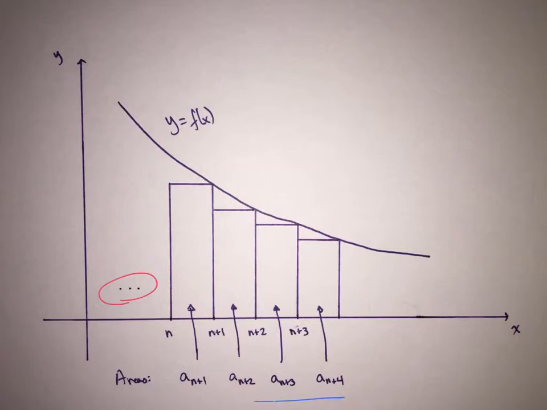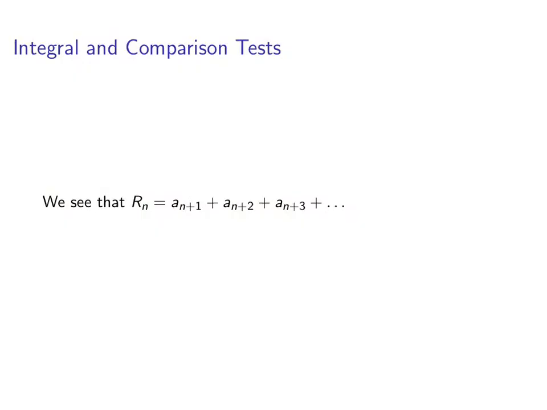Remember that our remainder was the sum of all of these quantities. And that remainder, then, is less than the integral from n to infinity of f of x dx. Go back to that picture and see that the area of those rectangles is smaller than the area under the curve from n to infinity.